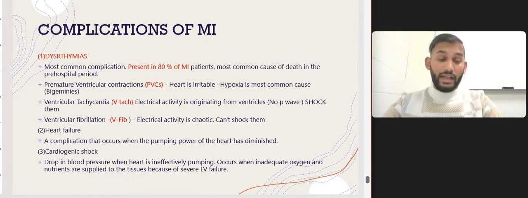After the MI, after the heart attack, you can always have the complication of dysrhythmias. At least 80% of the patients will have them. You can also have PVCs, which is premature ventricular contraction, VTAC, and VFib. We need to know about the EKG, so I have made a small EKG. We'll go over that really quick, okay?